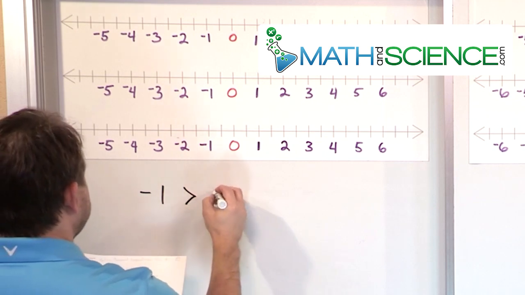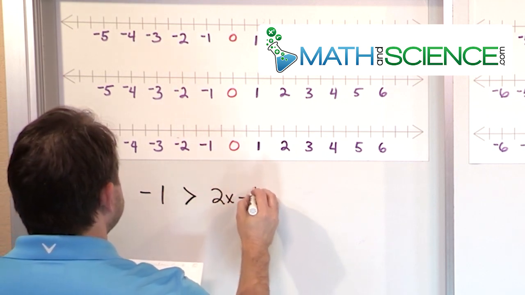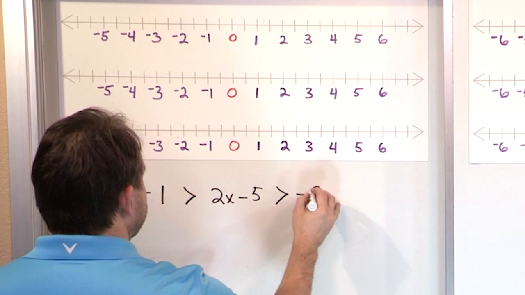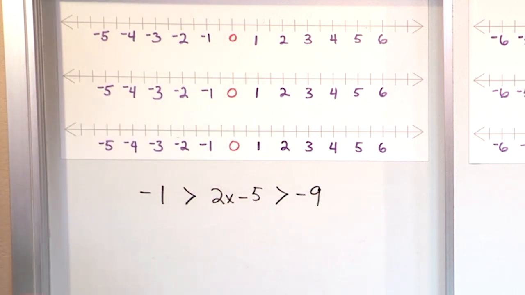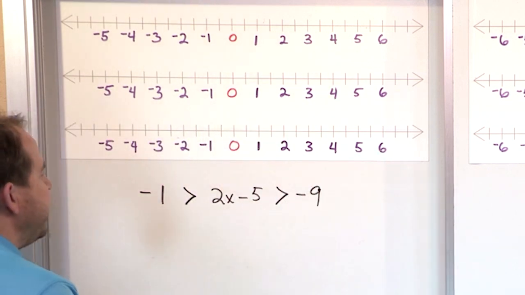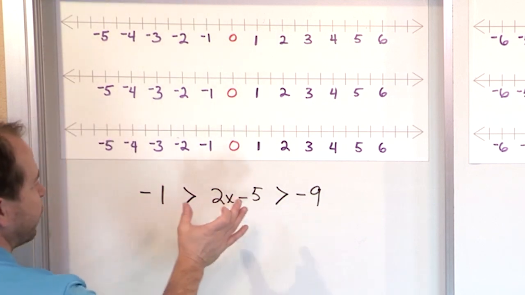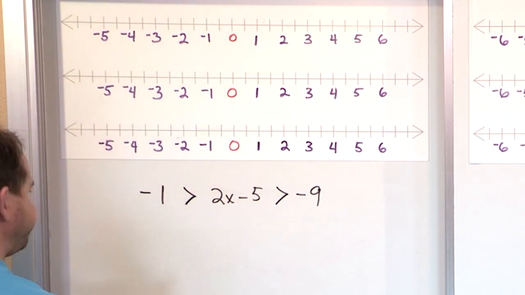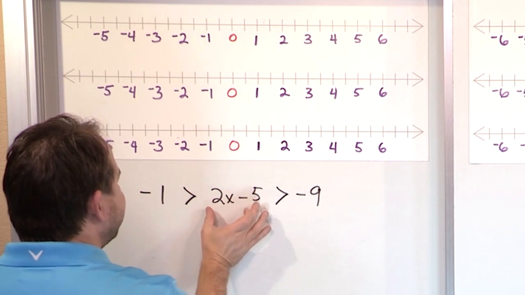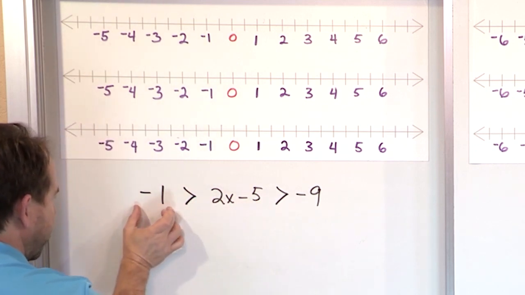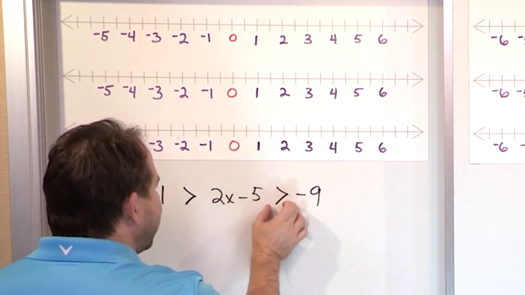-1 greater than 2x minus 5 greater than -9. Now what you're trying to do is solve this inequality for the range of variables that we will then graph on the number line that satisfies this compound inequality. And notice, because it's written with the double arrows like this, you read it from the inside out. 2x minus 5 is less than -1, and 2x minus 5 is greater than -9.